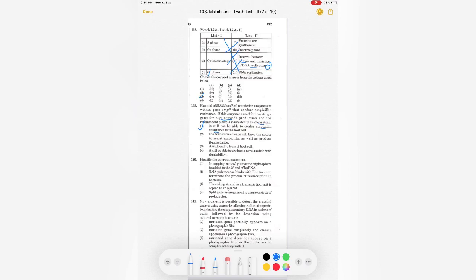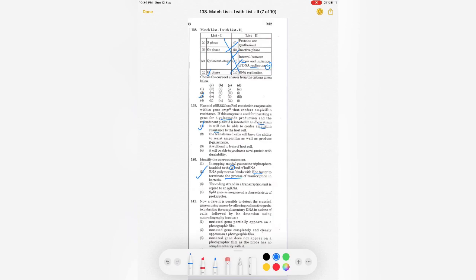In capping, methyl guanosine triphosphate is added to the 3' end of the hnRNA. That statement is wrong because the capping process occurs at the 5' end. Option 2: RNA polymerase binds with Rho factor to terminate the process of transcription. The correct answer is option 2. The statement is correct.